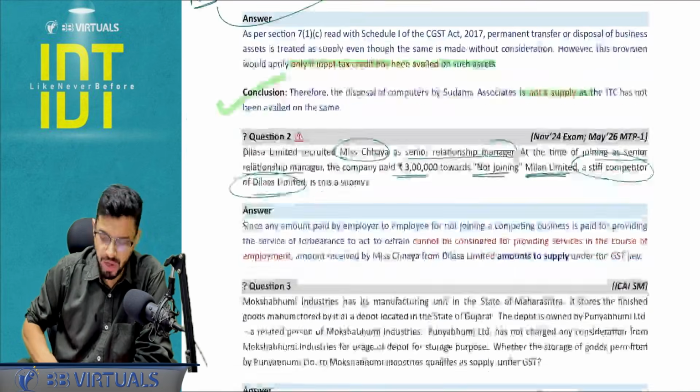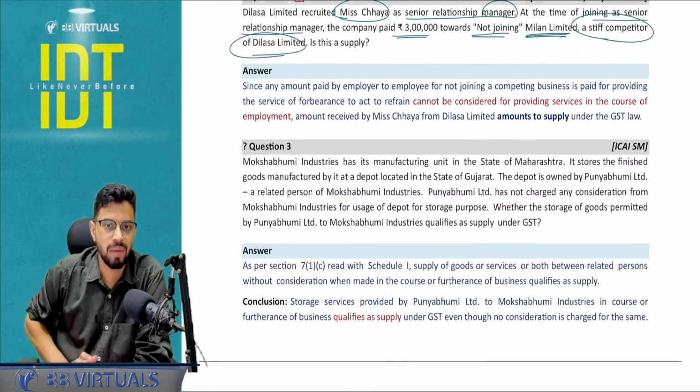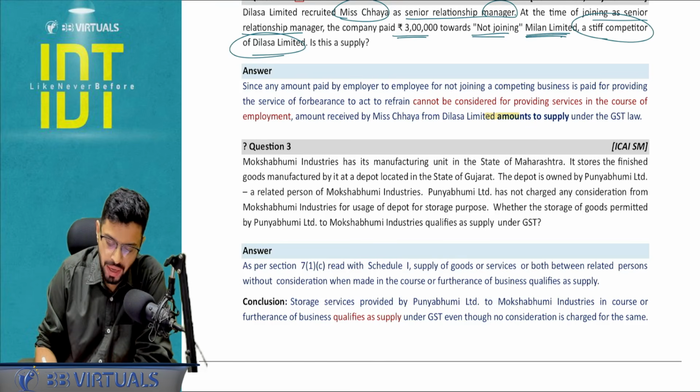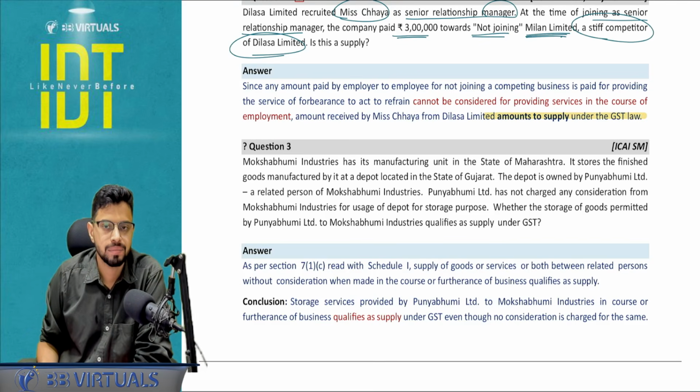So this will not be covered under schedule 3, part number 1, paragraph number 1. So simple language you have to write, that this is not in the course of employment, hence it amounts to supply. This we had done yesterday.